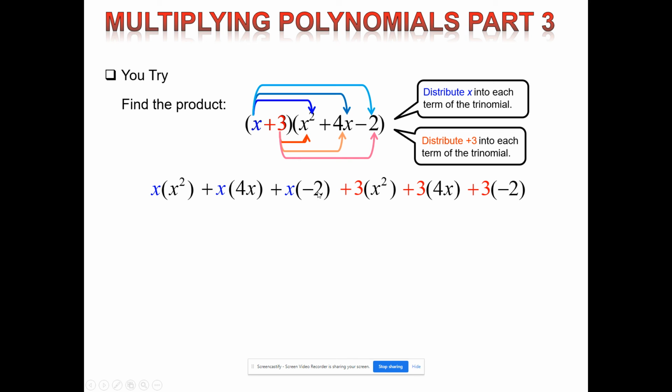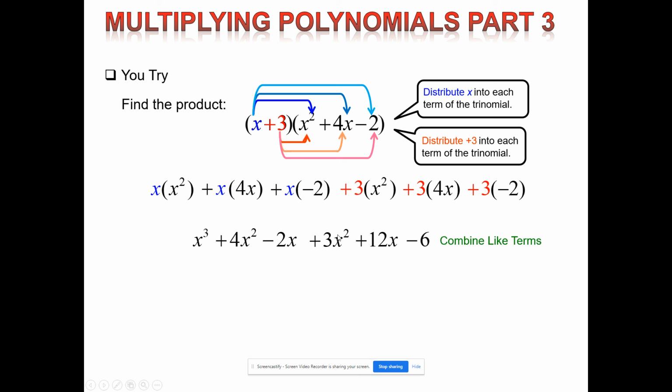So when I simplify here, I end up with x cubed. This becomes a positive 4x squared. This becomes a negative 2x. This becomes a positive 3x squared. This becomes a positive 12x. And this becomes a negative 6. Okay, and then we have 1, 2, 3, 4, 5, 6 terms, which will simplify to 4 terms because we are able to collect or combine like terms.